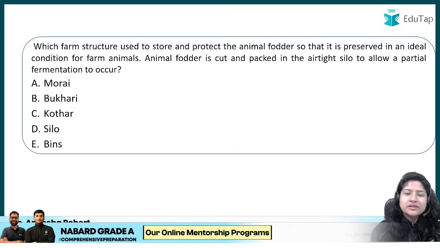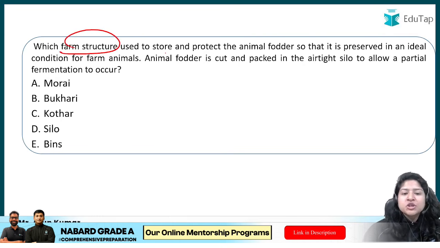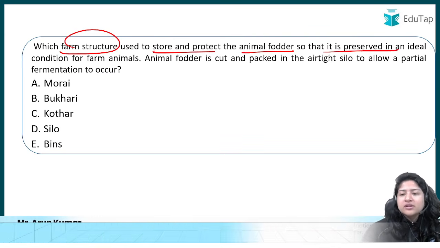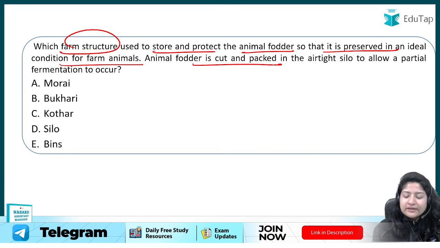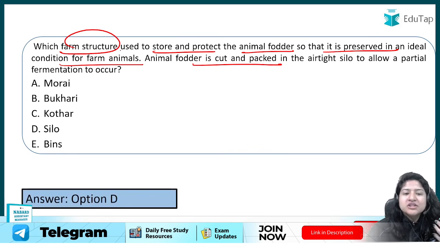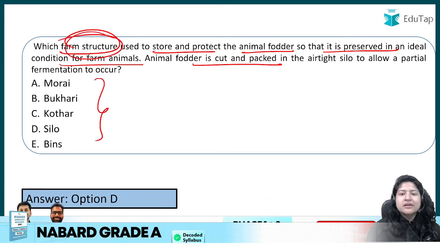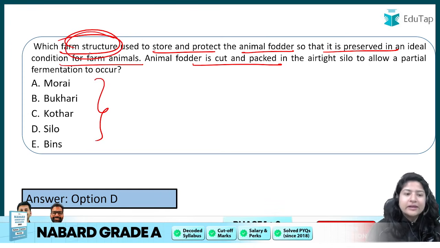तो यहाँ पे 5,000 से कम होने चाहिए. Which farm structure is used to store and protect the animal fodder so that it prevents idle conditions, ठीक है. Animal fodder is cut. You might feel like it also belongs to animal husbandry, but actually this question is from your farm and engineering. Why is this from farm and engineering? Because this talks about those structures. So in farm, whatever structures are being formed, we cover it under agriculture engineering.